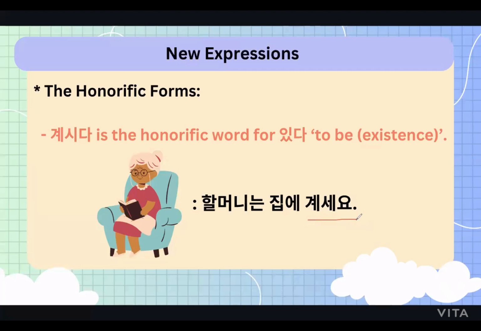Right? 자, for example, compare again. 남동생은 집에 있어요. For a more proper way, the honorific word is 계세요. So please say 할머니는 집에 계세요. 남동생은 집에 있어요. 할머니는 집에 계세요. Okay? 자, then let's go.